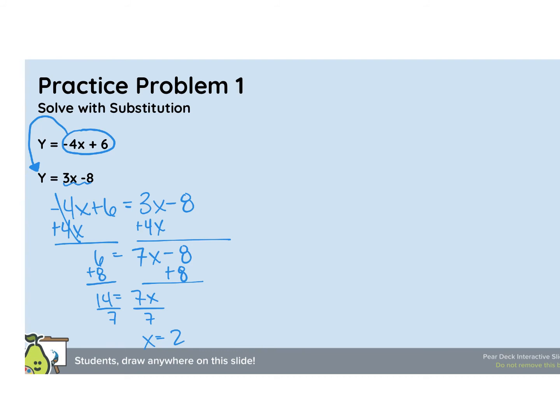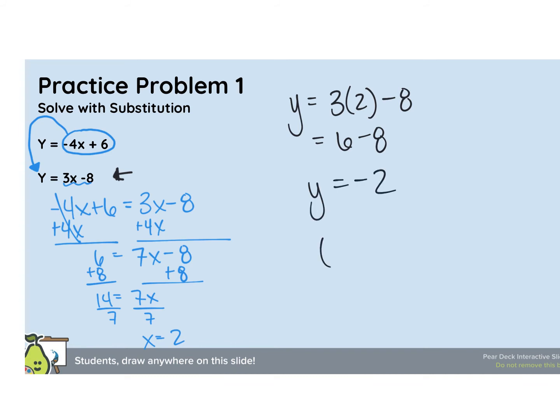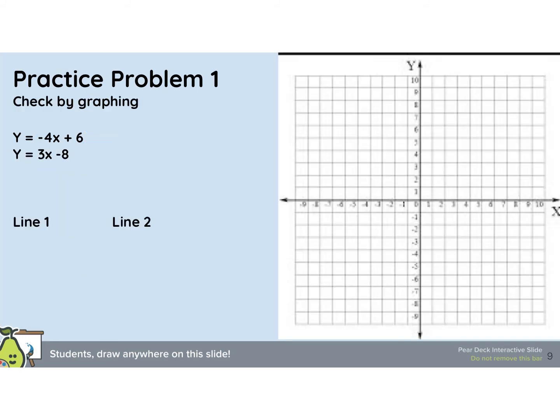Now that I know what x is, I can plug it into one of these equations. I like the second one because I don't have a negative variable, but it doesn't matter which one you plug it into. So y equals 3 times x, which is 2, minus 8. 6 minus 8. Y is negative 2. So the solution here is 2, negative 2. We're going to check it on the next slide.